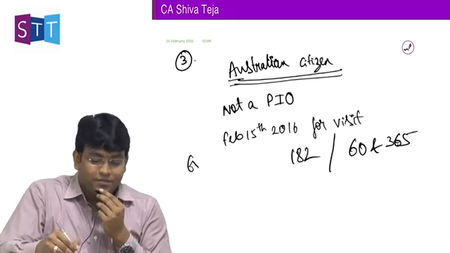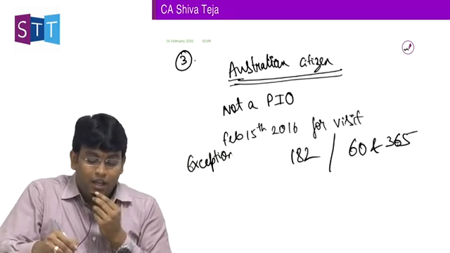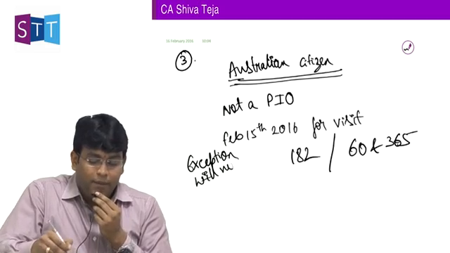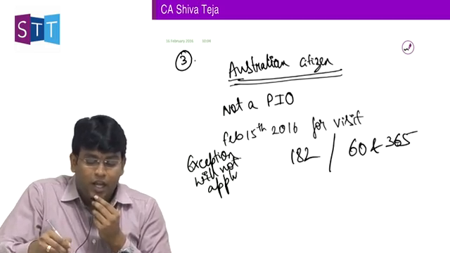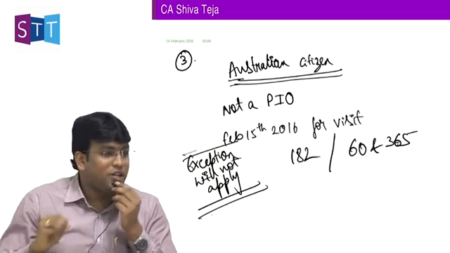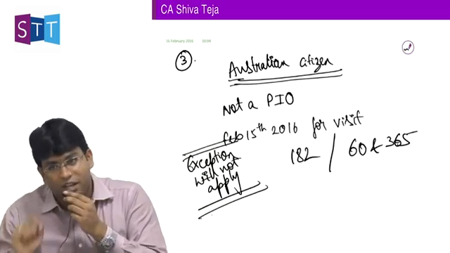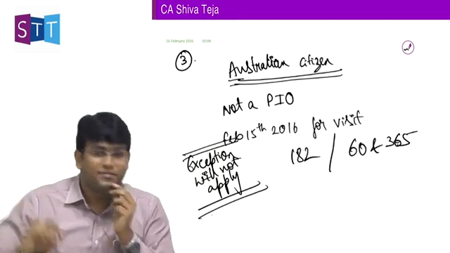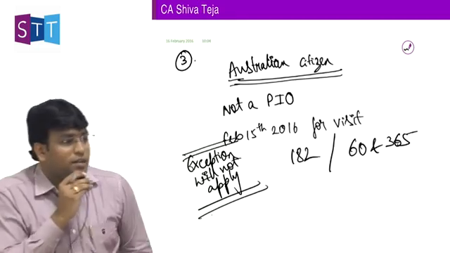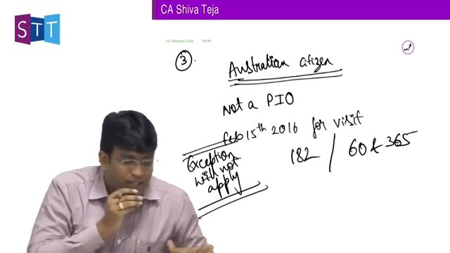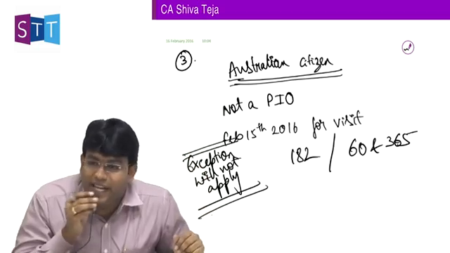Correct? Say something, sir. The exception will not apply, because the exception applies only and only for an Indian citizen or a person of Indian origin. He is neither an Indian citizen nor a person of Indian origin. So the exception will not apply. Now, he has two options. He has come to India for a visit for how many days?